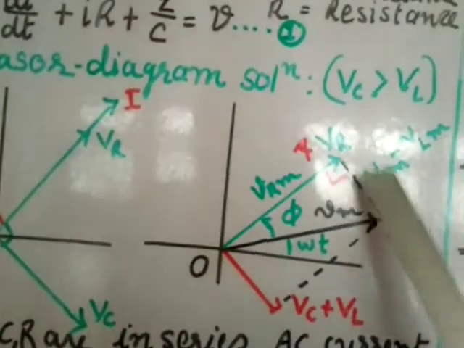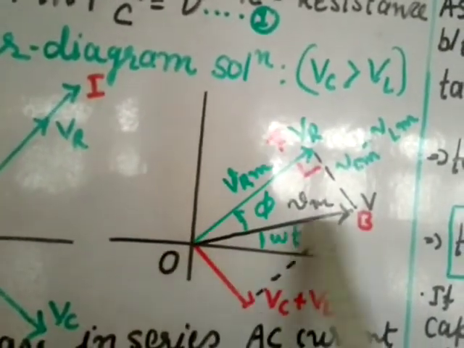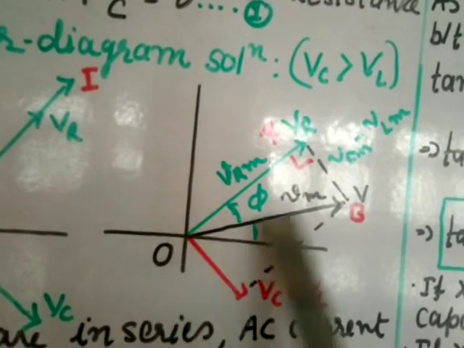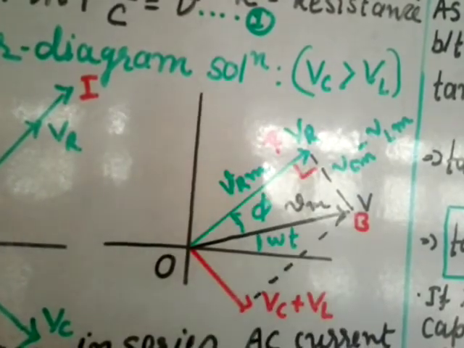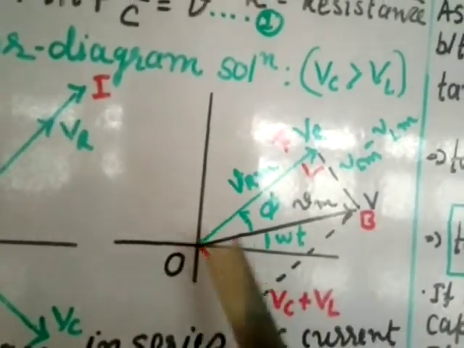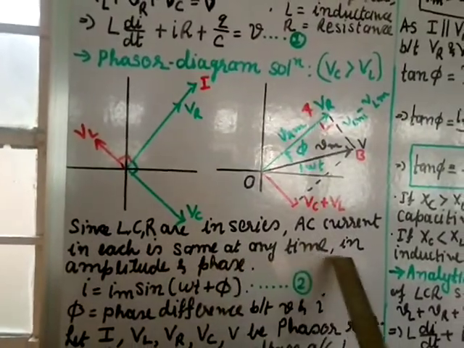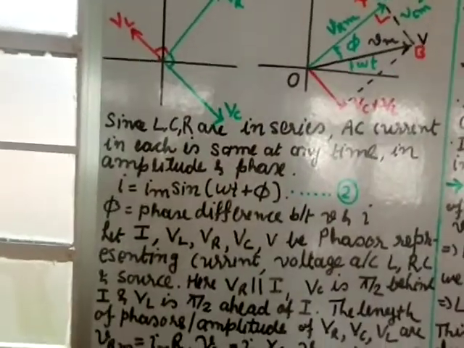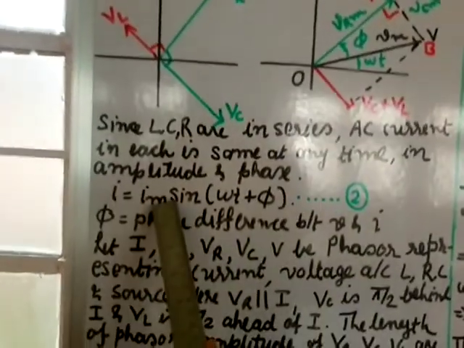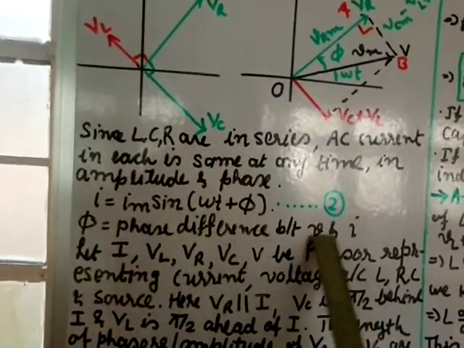If I complete the parallelogram, this dotted black line, then this diagonal will give the resultant of VR and VC minus VL. This black diagonal has the value Vm. This angle will be 90 degrees, because this is also a rectangle, and this is phi. Since L, C and R are in series, the AC current in each is the same at any time in amplitude and phase. It is given by I is equal to Im sin omega t plus phi, call it number 2, where phi is the phase difference between voltage and current.